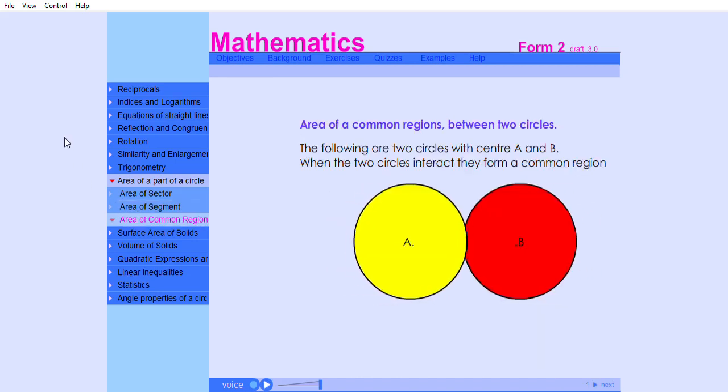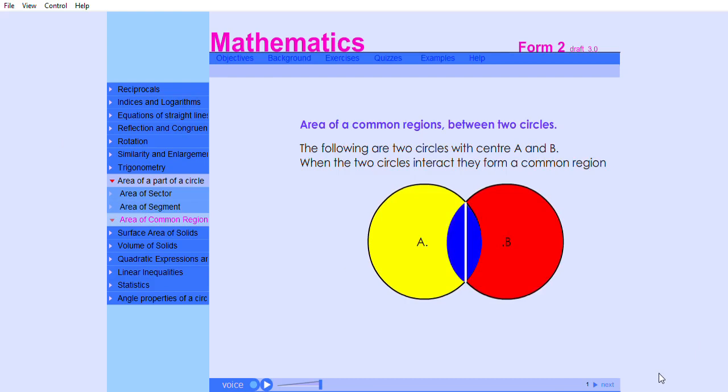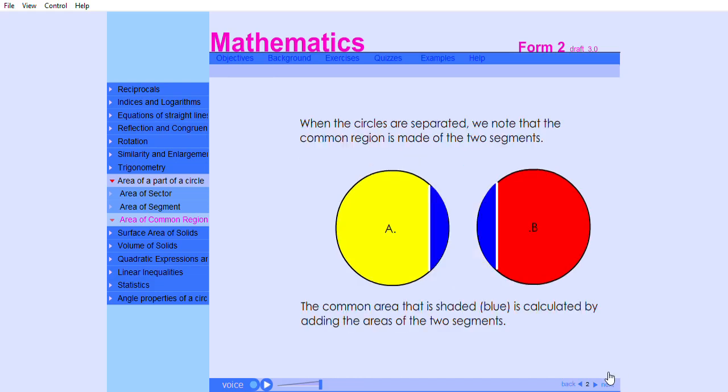Area of common regions between two circles. The following are two circles with centers A and B. When two circles intersect, they form a common region. When the circles are separated, we note that the common region is made up of two segments. The common area that is shaded is calculated by adding the areas of the two segments.